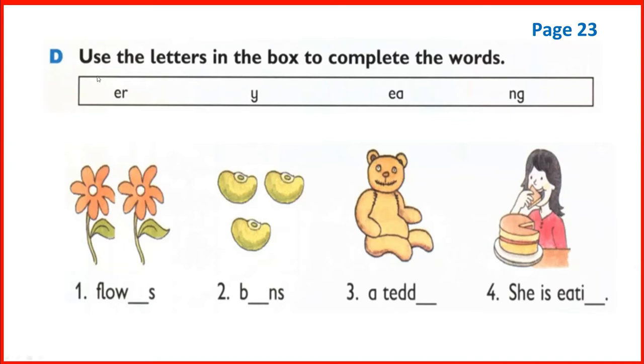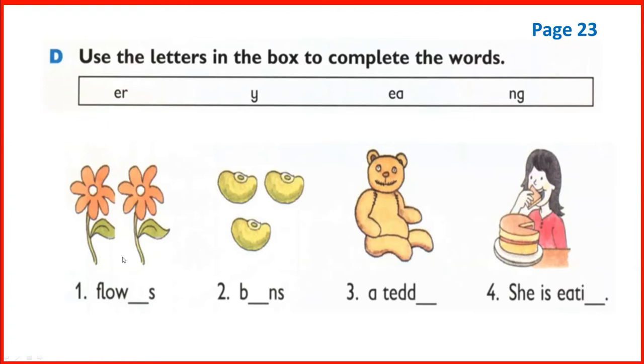First we read the question. Use the letters in the box to complete the words. ER, Y, EA, NG. Dear students, you have to put missing letters in these blanks. And where are the letters? You know, here. Okay, you can see.